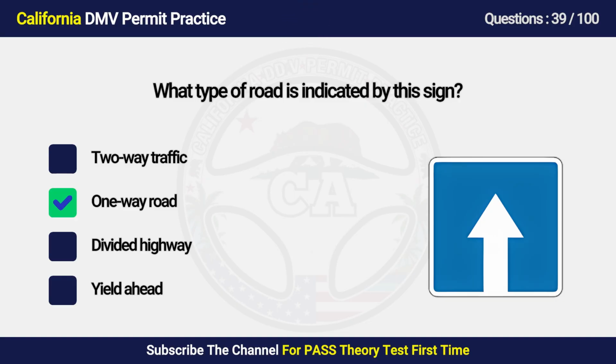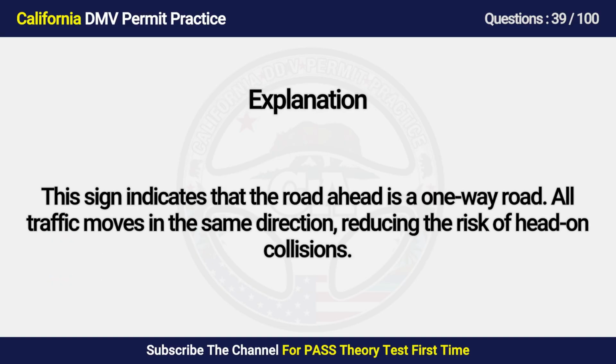Answer is B. One-way road. This sign indicates that the road ahead is a one-way road. All traffic moves in the same direction, reducing the risk of head-on collisions.